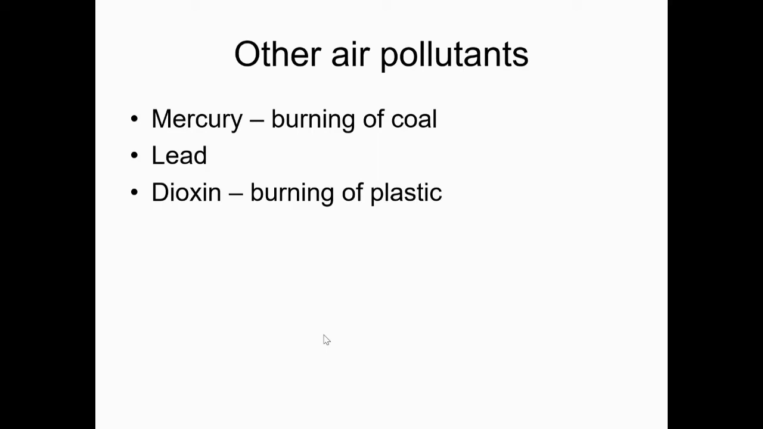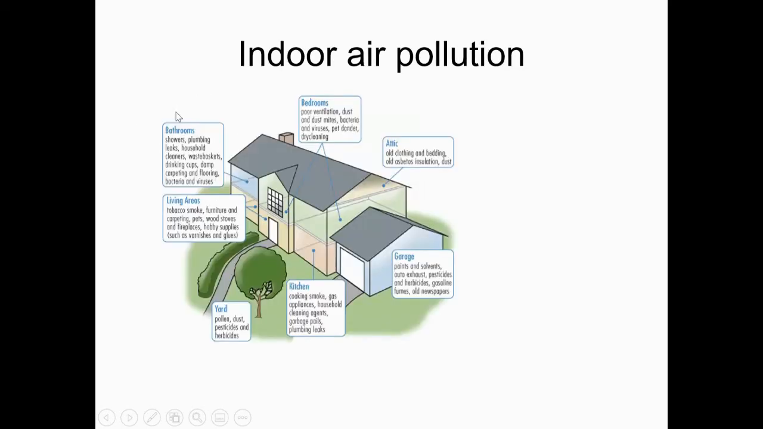Because here's the weird thing, all of you have significantly less lead in your body than someone my age or older. As a result, you are smarter. Usually, mostly. Yes, you're smarter. Dioxin is another air pollutant. It comes from burning of plastic. These two are heavy metals that cause kidney problems as well as nervous system problems.